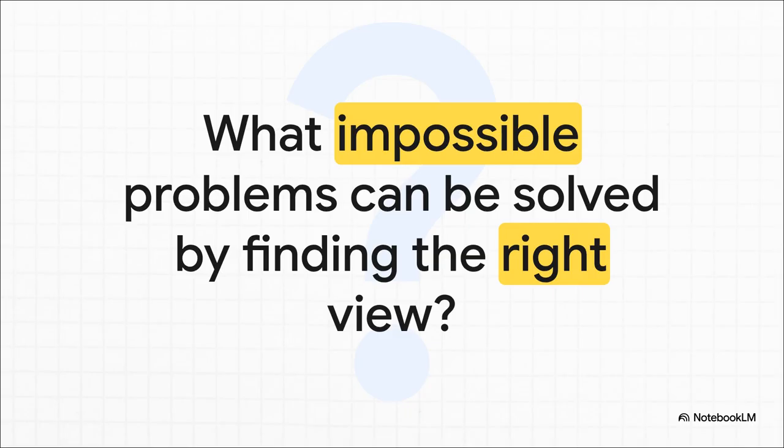The kernel trick. It's more than just a piece of math. It's a powerful lesson in problem solving. It teaches us that a problem that looks completely impossible from one angle might become dead simple if you just find the right way to look at it. It really makes you wonder, doesn't it? What other impossible problems could we solve just by finding a new perspective?